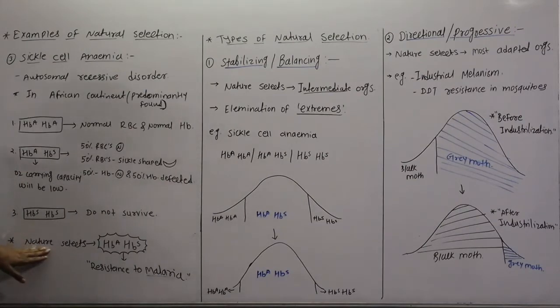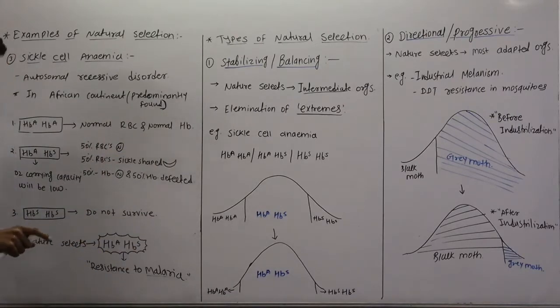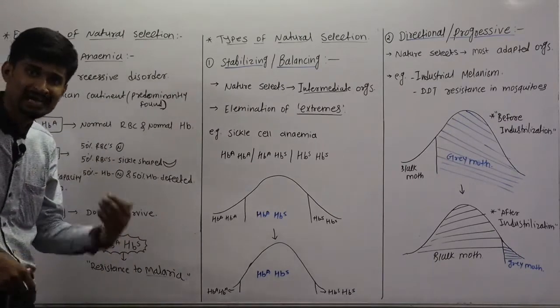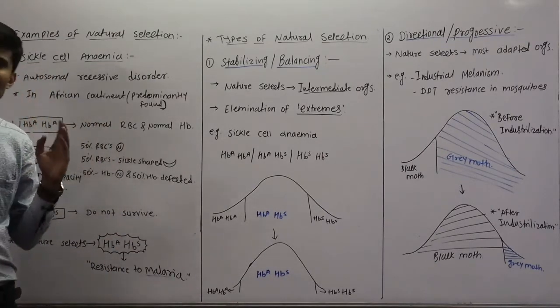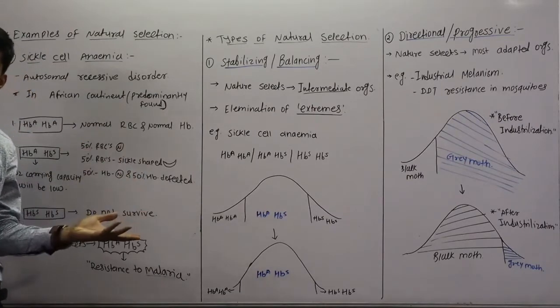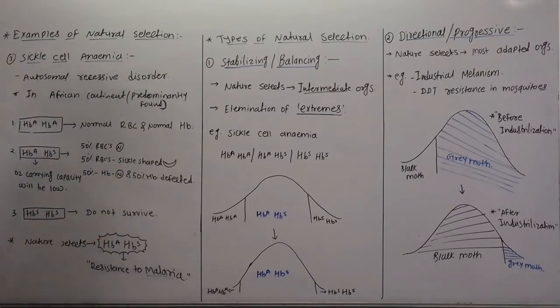Biologically, we want the HbA HbA condition, because all RBCs and hemoglobin are normal. But, important point, nature selects the intermediate condition, that is HbA HbS, because it is a carrier and does not die. It is only a carrier which carries the disease. 50% of RBCs are suffering and 50% are normal, and 50% of hemoglobin is normal and 50% is defective. So the person cannot die.